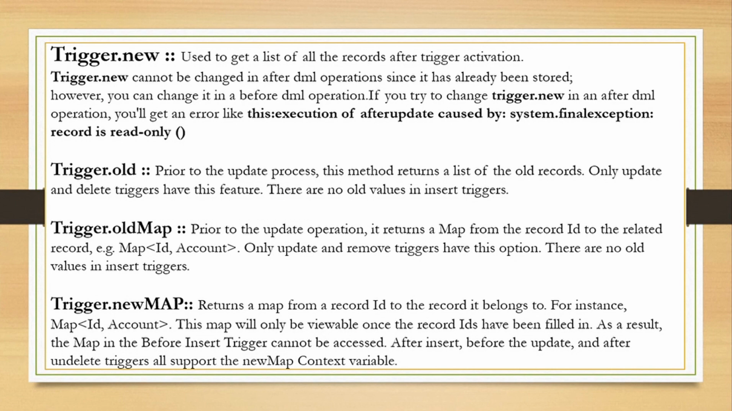And Trigger.newMap returns a map from a record ID to the record it belongs to, for instance Map<Id, Account>. This map is only available once the record IDs have been filled in. As a result, the map cannot be accessed in a before insert trigger, and after insert, before update, after update and after undelete triggers all support the newMap context variable.